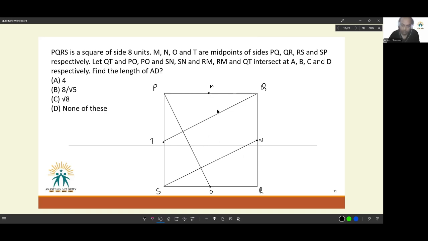And of course MR, RM. Okay, this gets created. QT and PO intersect at A. PO and SN intersect at B. And then SN and RM intersect at C, and this is D.